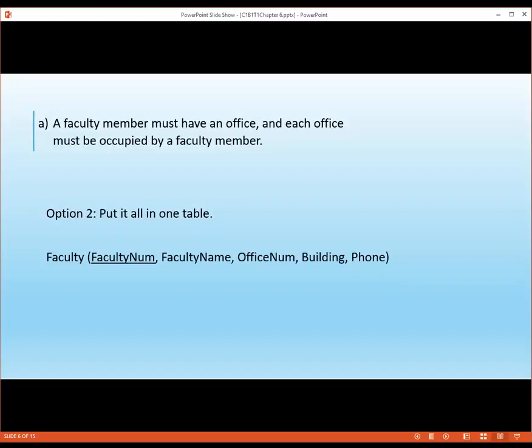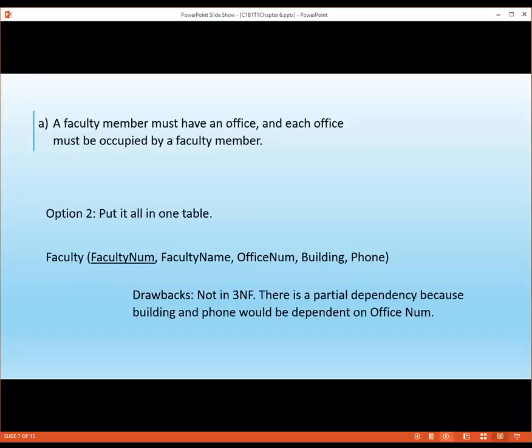However, the problem here is you're not going to be able to achieve third normal form if you want to formalize this database, or normalize the database. You have a partial dependency going on. Your building is going to be determined by your office number. Your office phone number is going to be determined by your office number. So since these 2 attributes rely on the office number, you have a partial dependency in here. You're never going to be able to achieve third normal form or any higher normal form.